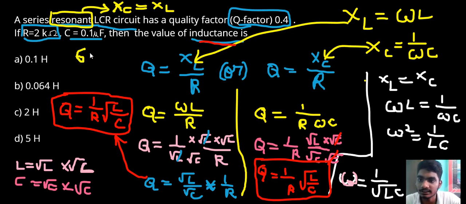The value is 64 into 10 power minus 3, which is the value of the inductance. Henry is the SI unit of inductance. Here option B is the correct answer for this question. Thank you.